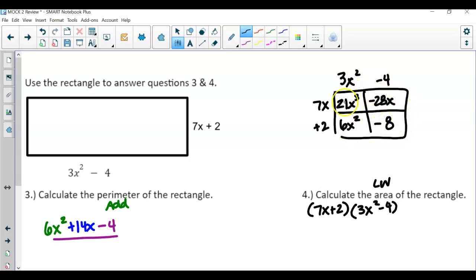Now notice there are no like terms here to combine. We have our x's, but they have different exponents. So the area is 21x cubed plus 6x squared minus 28x minus 8.